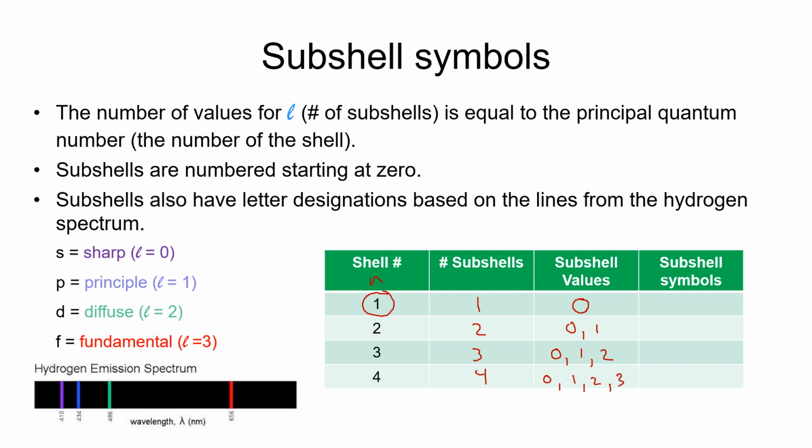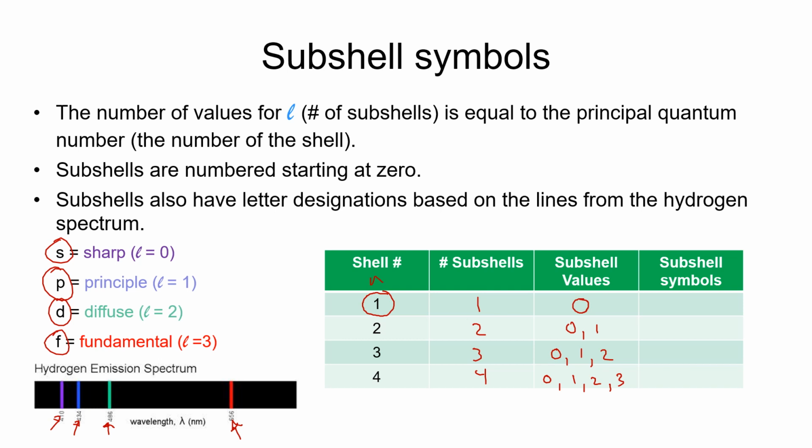Now, these numbers are not used that often, sometimes, but not as often as their letter designations. And so they're given letter designations that apparently were assigned way back in the beginning when they were studying the emission spectra of hydrogen. The emission spectra of hydrogen has these 4 lines, and each one of them goes with a particular subshell. And so the first lowest energy shell is given the symbol S, and then P for the second one, D for the third one, and F for the fourth one.